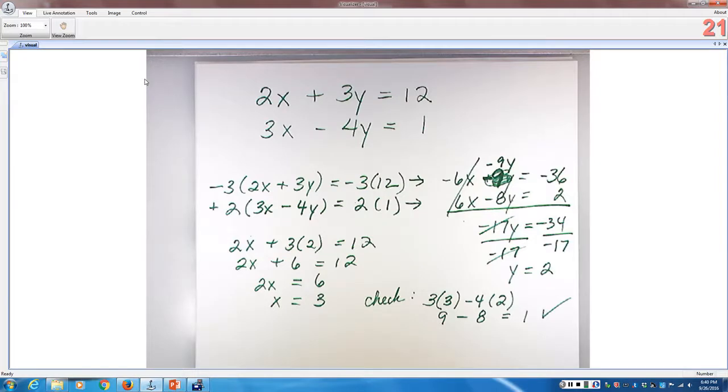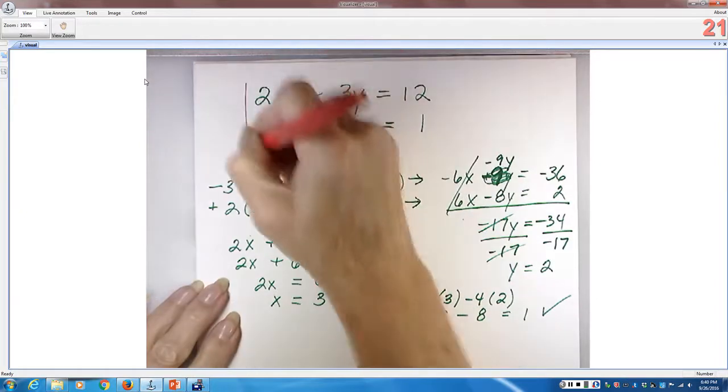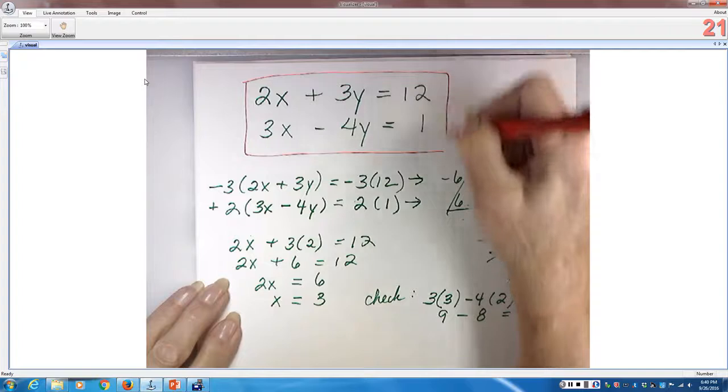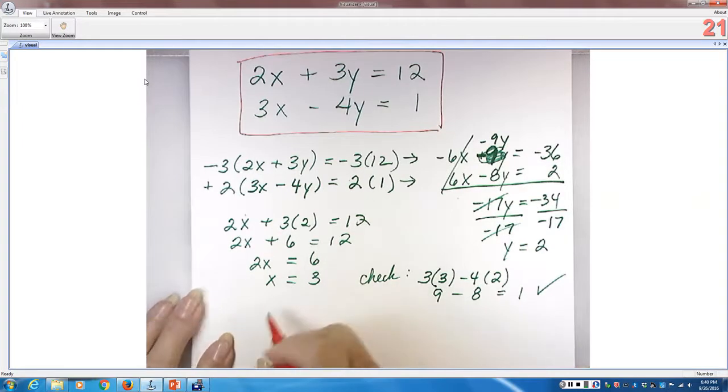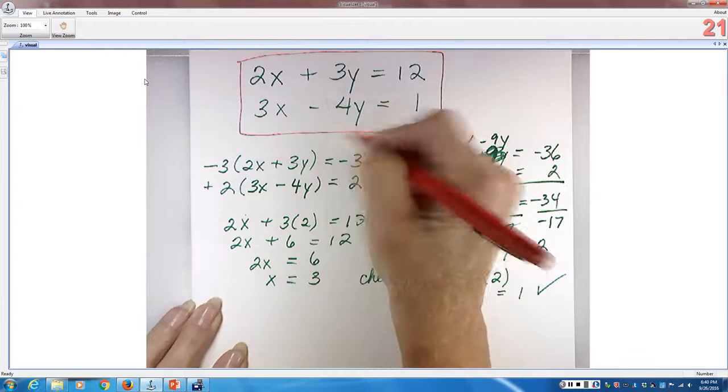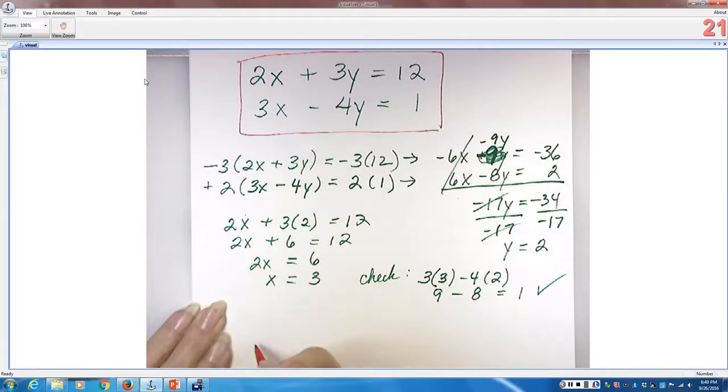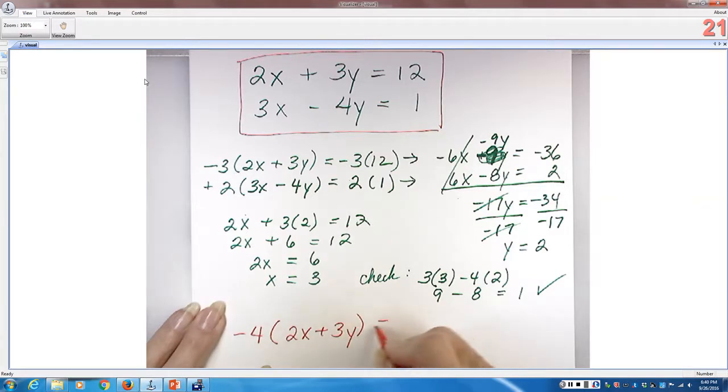Now what we were talking about, do you have to do it that way? No. Let's take this same system, and I'm going to solve it by getting rid of the y's. So I'm going to multiply the top equation by negative 4. Just do the regular thing. They're already opposite. Yeah, they're already opposite.